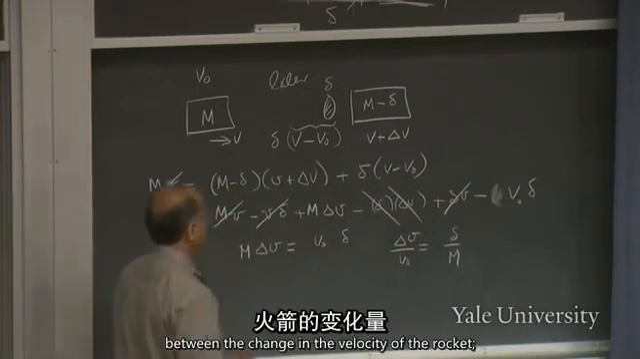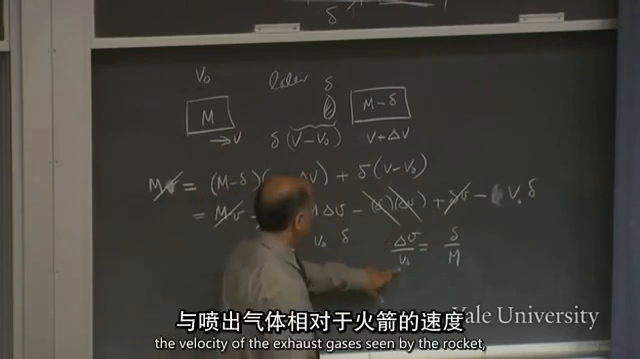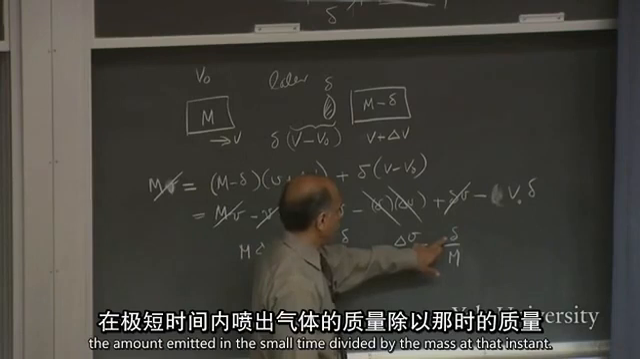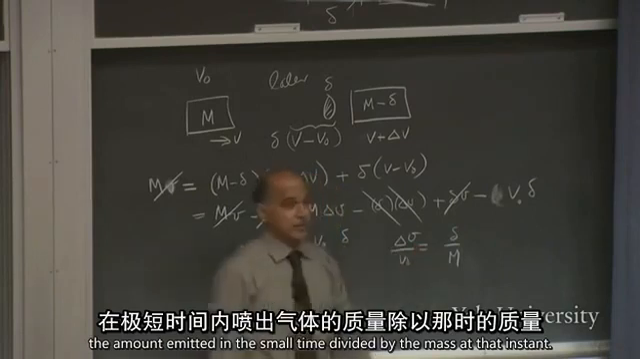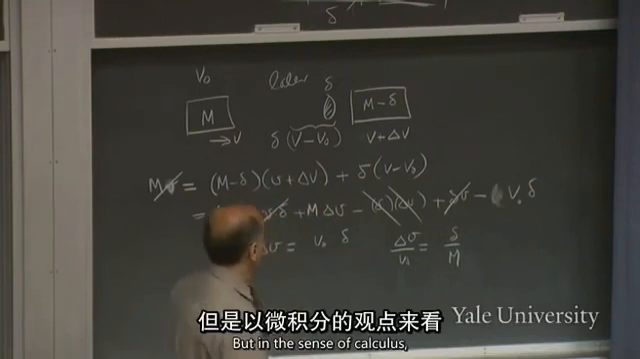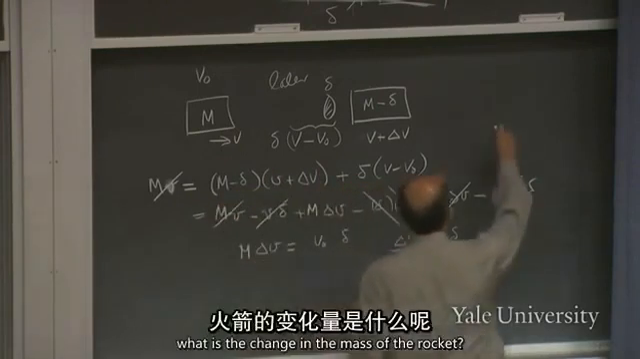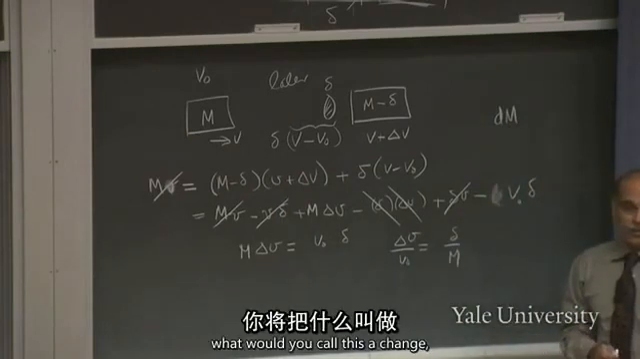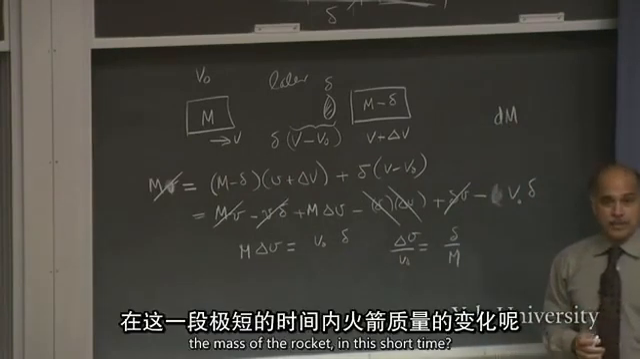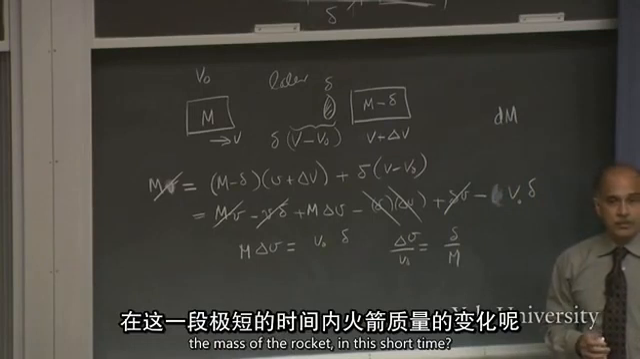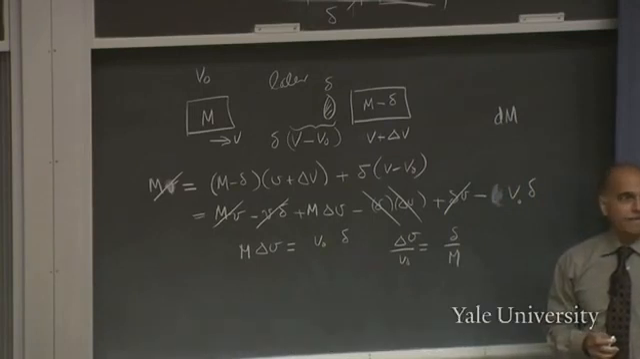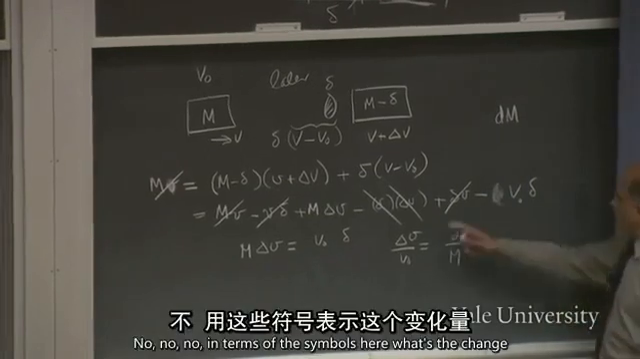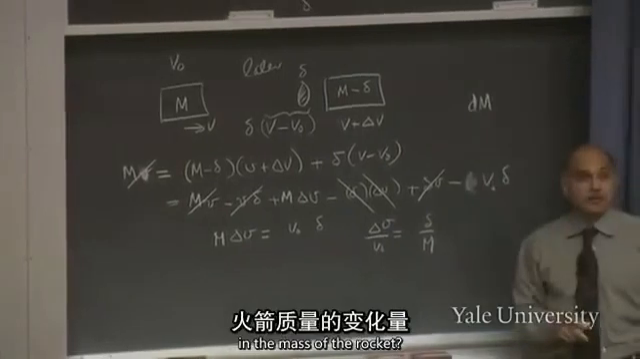This is the relation between the change in the velocity of the rocket, the velocity of the exhaust gas as seen by the rocket, and the amount emitted in the small time divided by the mass at that instant. But in the sense of calculus, what is the change in the mass of the rocket? If m is the mass of the rocket, what would you call the change in the mass of the rocket in this short time? In terms of the symbols here, what's the change in the mass of the rocket?